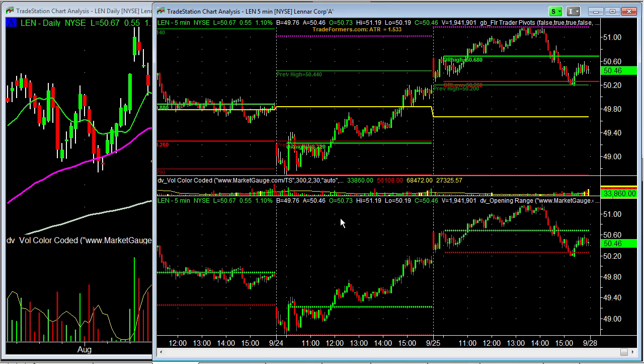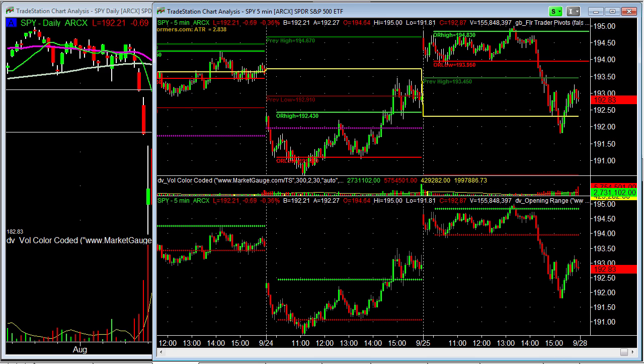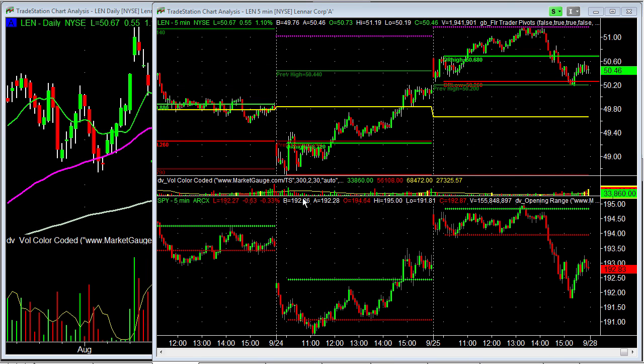yesterday. So yesterday, let's put the SPYs at the bottom. So I've got the SPYs on the bottom chart, and I've got Lennar on the top chart. So whether you're a swing trader or you're a day trader, this is actually a really good example of using day trading tactics for swing trading entries.